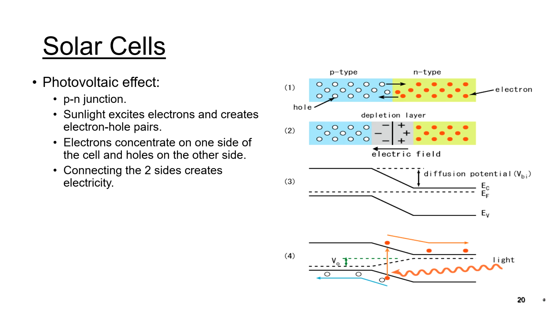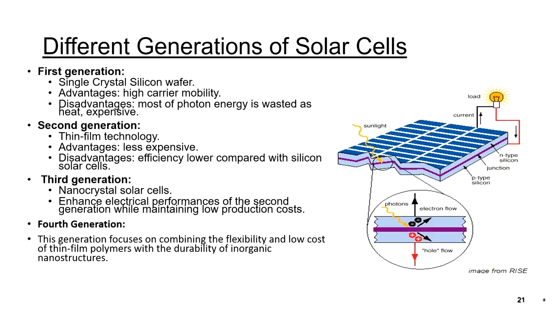Sunlight excites electrons and creates electron-hole pairs, and electrons concentrate on one side of the cell and holes on the other side. Connecting the two sides creates electricity, and this is where the electric field is created, and then you can save or store the electricity from the solar cells. This is the simple technology they are adopting.